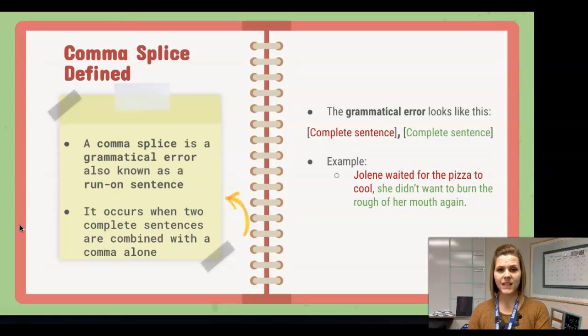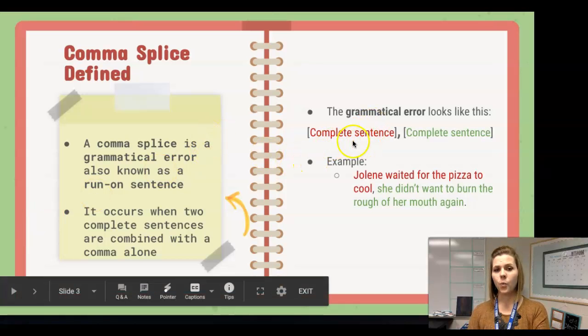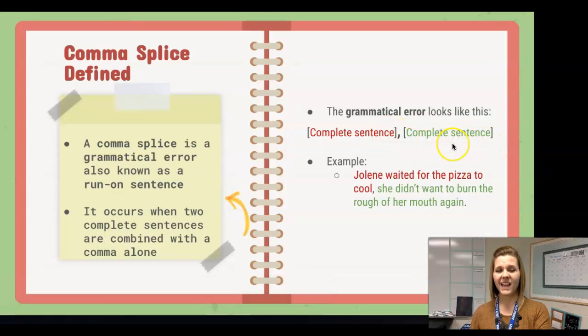So the error looks like this. We have 1 complete sentence, a comma, followed by another complete sentence. So I've shown you that in the example. The first complete sentence says, Jolene waited for the pizza to cool, comma, she didn't want to burn the roof of her mouth again. Again, that comma is not strong enough to hold those 2 complete sentences together. Okay? It creates what's called a comma splice.